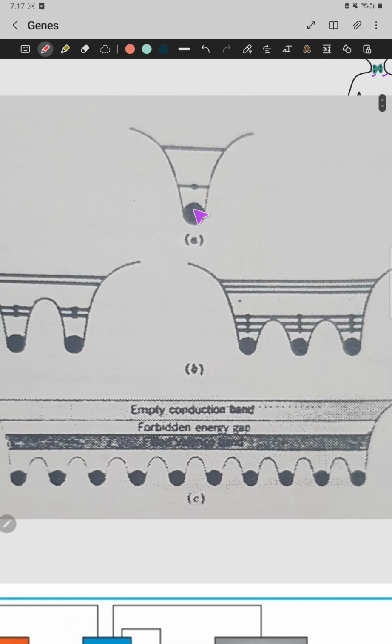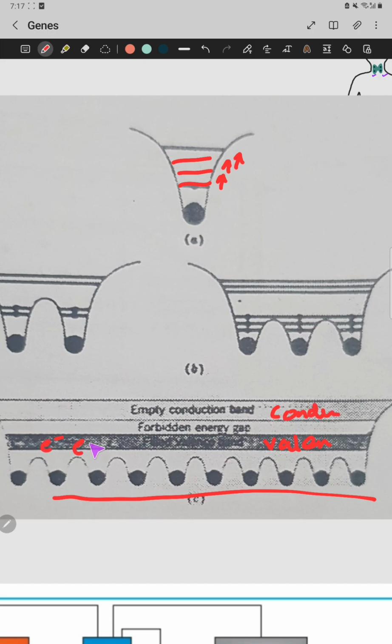If an atom or a molecule is separate, there are discrete energy levels. As they gain energy, they move to the upper shells. So what happens when it is in a crystal lattice form? There are common energy bands. This is the valence band and this is the conduction band. Electrons move freely in the valence band, and if they get energy, they move to the conduction band, and they can move freely in these valence and conduction bands. But there is a forbidden energy gap in between the conduction and the valence band.